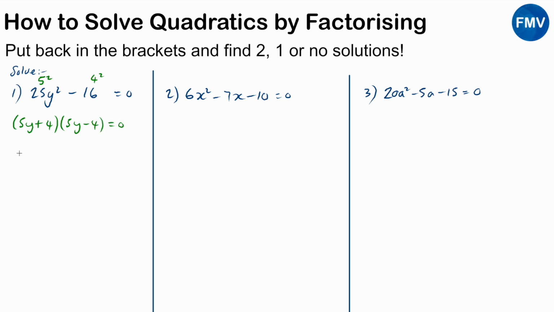So now we solve each of these. 5y plus 4 equals 0. We minus 4 from both sides. We have 5y equals minus 4. We divide both sides by 5. We have y equals minus 4 over 5. Looking at this next side, we have 5y minus 4 equals 0. We add 4 to both sides. So we have 5y equals 4. Divide both by 5. So we have y equals 4 over 5. So in this case, y is minus 4 over 5 or y is positive 4 over 5.